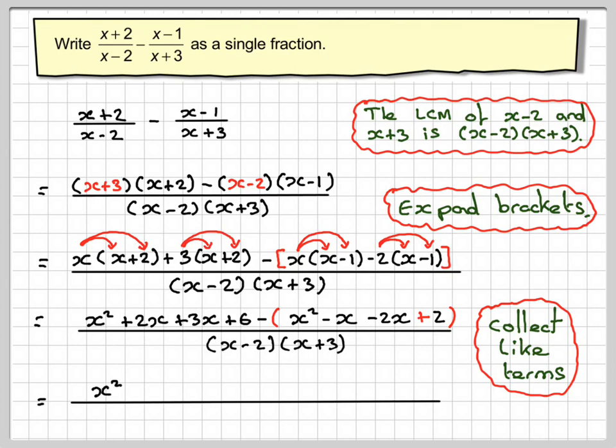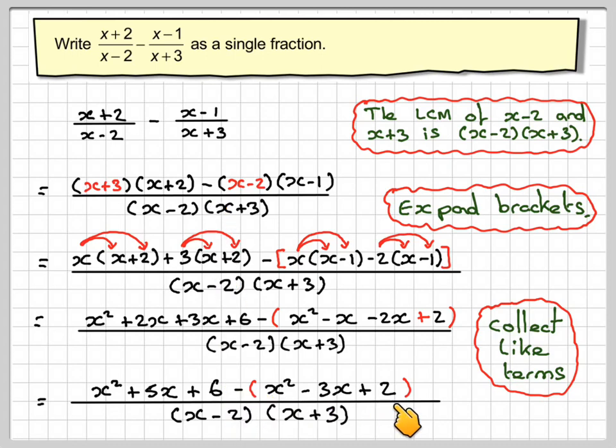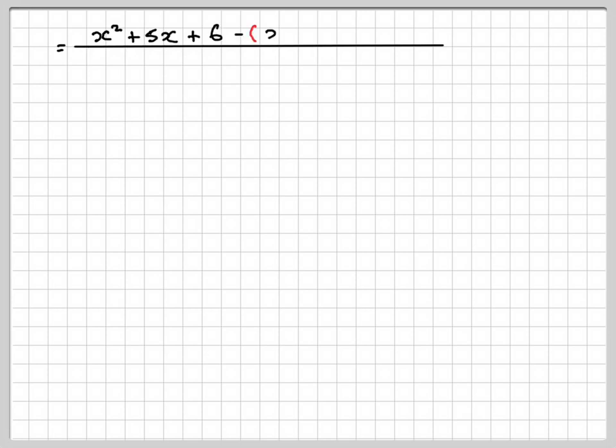I'm going to collect together the like terms. So that's going to give x squared plus 5x from these two here, plus 6. I'm still going to keep that bracket in, minus (x squared minus 3x plus 2), all over (x - 2)(x + 3). Now some of you can go from here straight to here, but I would recommend that you keep that bracket in. So writing down the last line again, and now what we're going to do is remove that bracket.